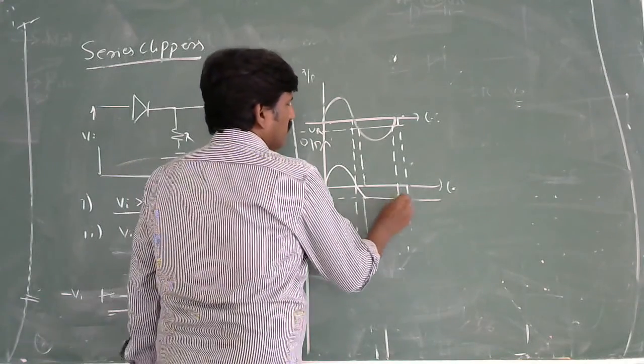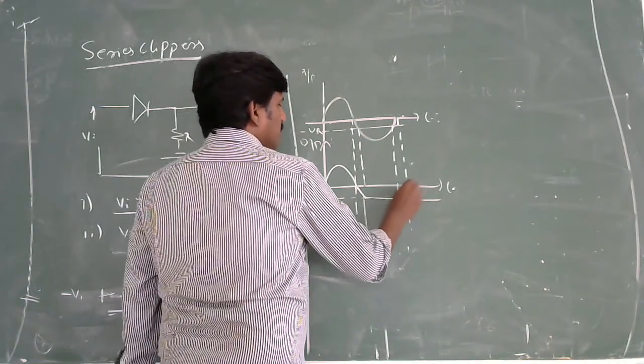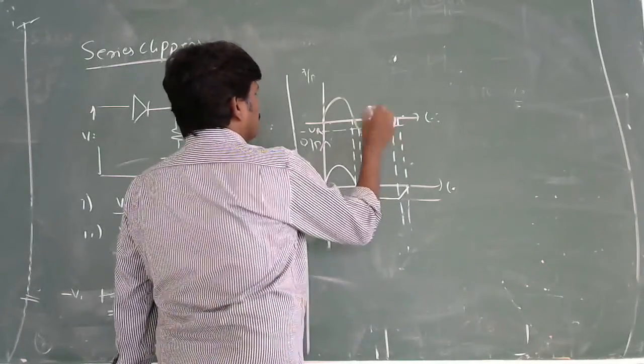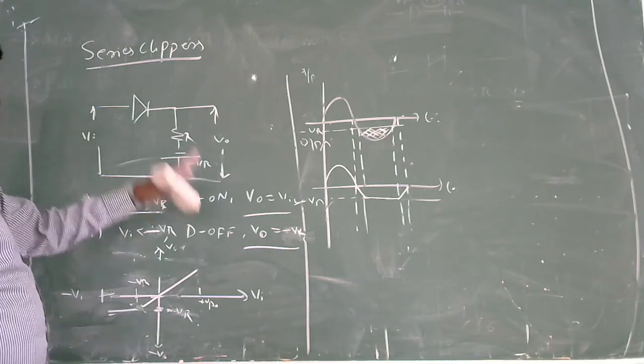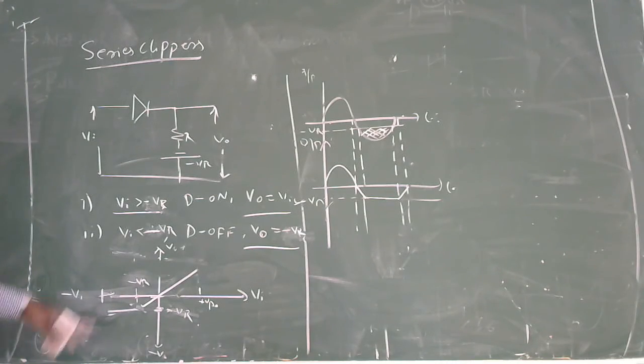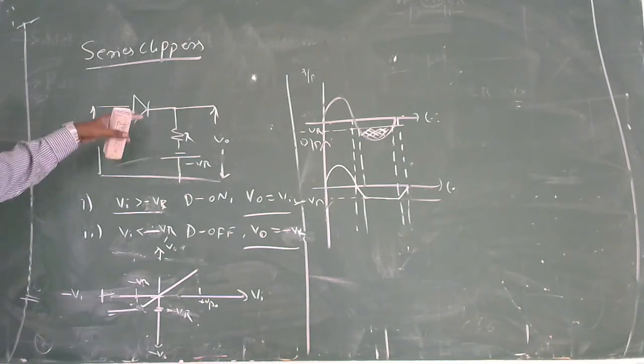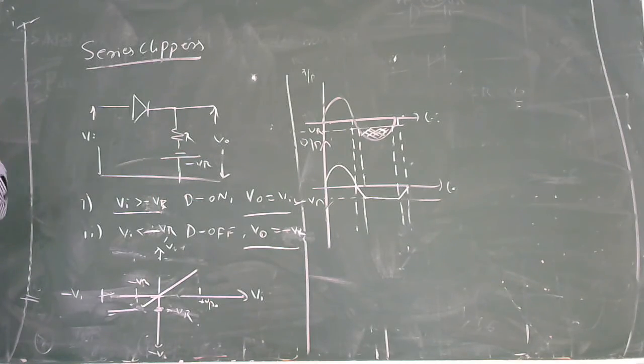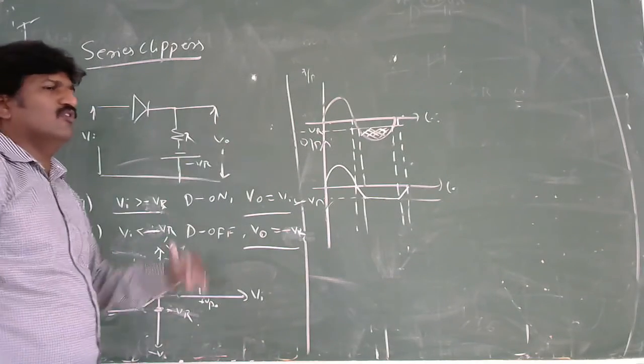Minus VR. Here again, same replica. What portion was flipped off? This portion was flipped off. This is the scenario of this series flip. With this direction, you keep the diode and change this one. With positive reference voltage and negative reference voltage, you will have these transfer characteristics and input-output relations.